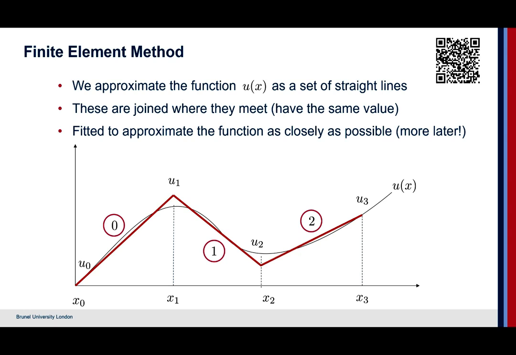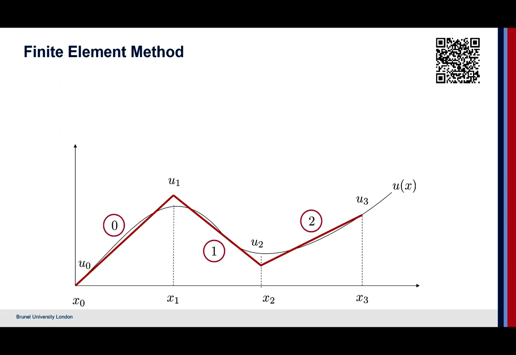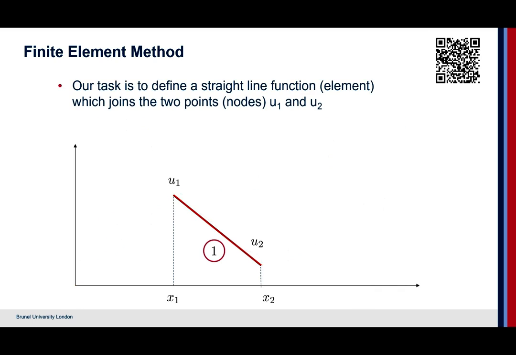The point where they meet, essentially joined up, is continuous, and they're fitted as close as possible to the underlying function. So again, just the terminology, u of 1 is the value of u at x equals 1. They're called nodes where they join. Element numbers are the actual numbering of the element. And again, these are all important definitions as we go to higher dimensions. Okay, so the task really is to define this straight line function.